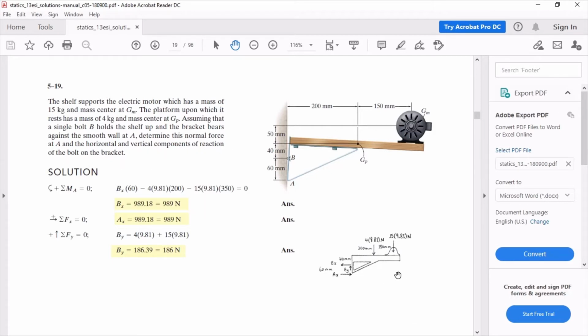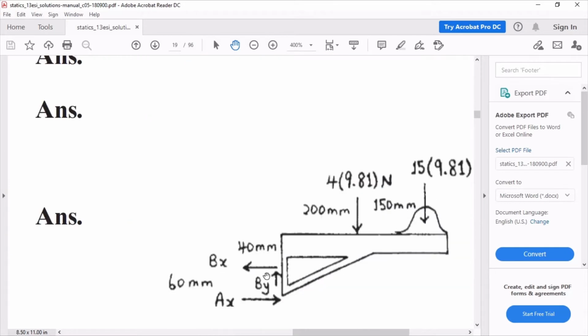If we look at the free body diagram, we will notice at B we have horizontal and vertical components, at A we have a normal force, we have the weight of the shelf which is 4 kilogram times 9.81, and the weight of the motor which is the mass 15 kilogram times 9.81. We need to get the values of the reactions from the bolt, vertical and horizontal, and the normal force.